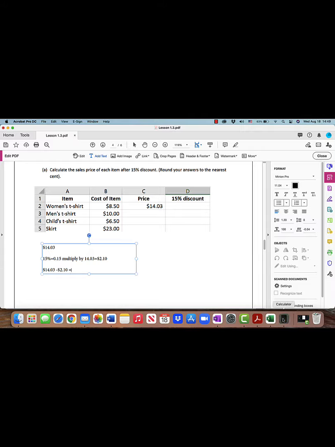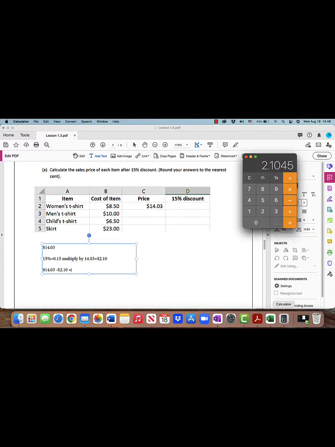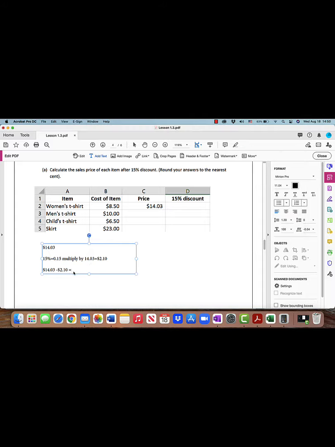Okay, so I'm going to subtract 2.10 from 14.03, so it gives us $11.93. So that's a traditional way that you would compute the percent discount, right? You find what the percentage is, and then you take it away from the price.